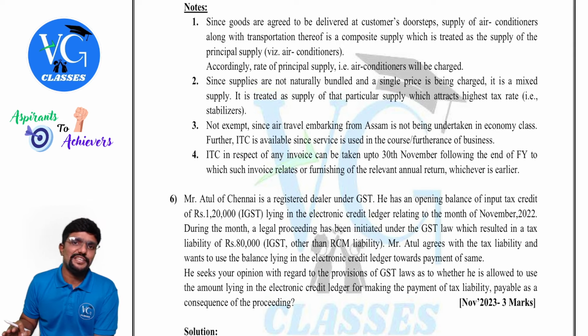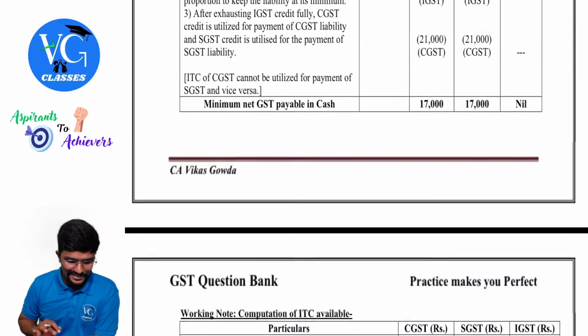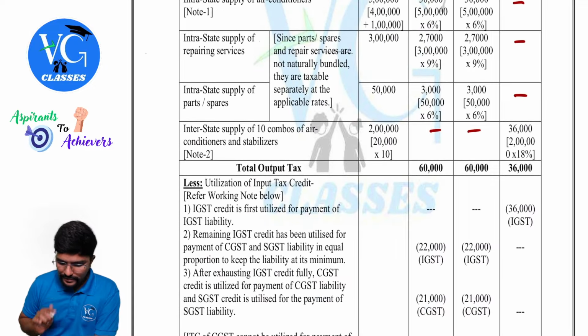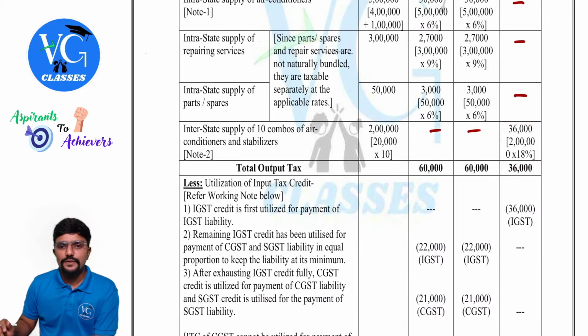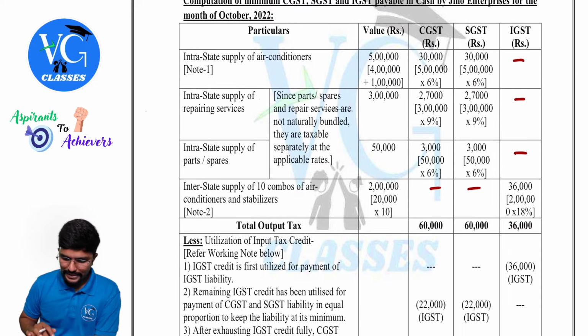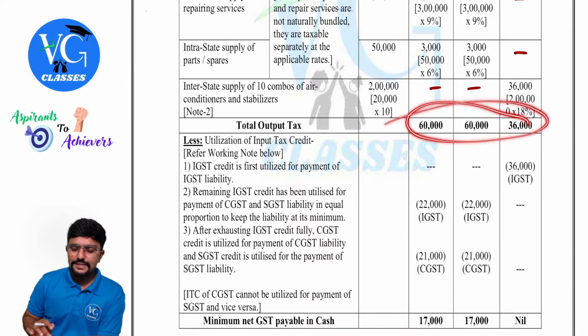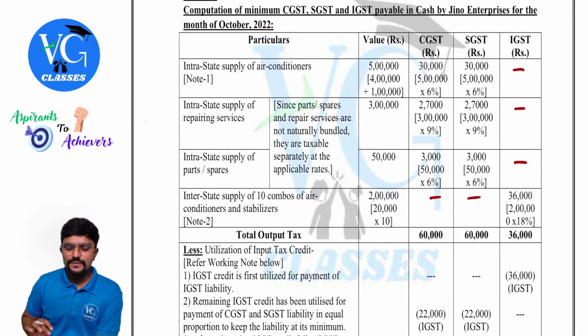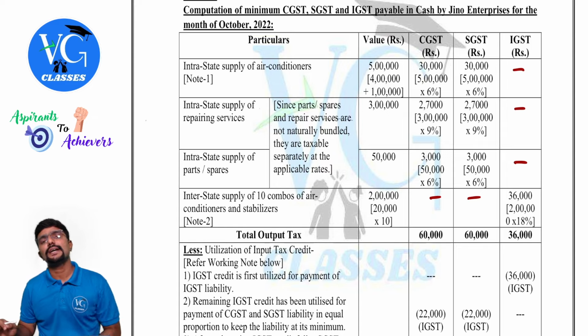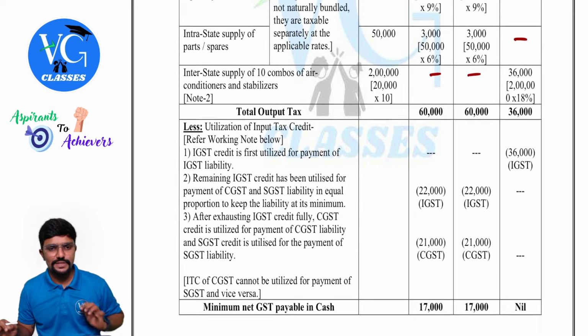That is the stabilizers, guys. So on the entire value, we will apply 18%. That is on 2 lakh, guys. Fine, sir. So total output tax is 60,000 of CGST and SGST, and IGST 36,000, guys.